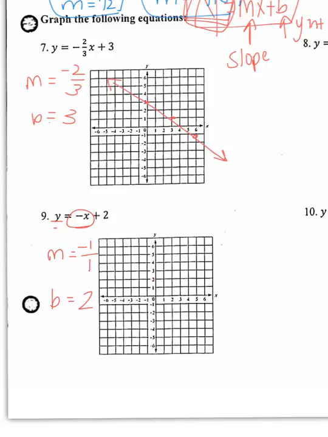So I'm going to plot b on the y-axis. And then because it's negative, I go down 1, right 1. Down 1, right 1. I have to have 3 points at least. And hopefully connect your dots.